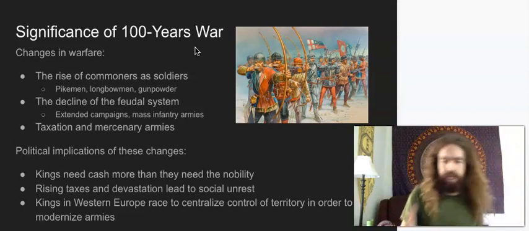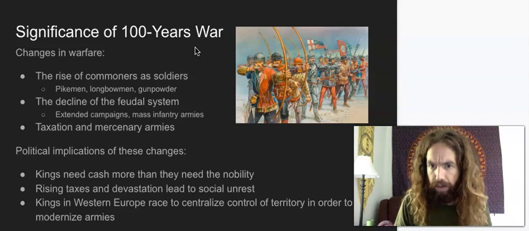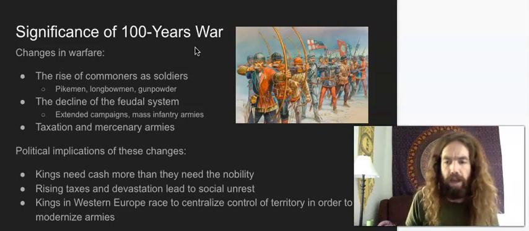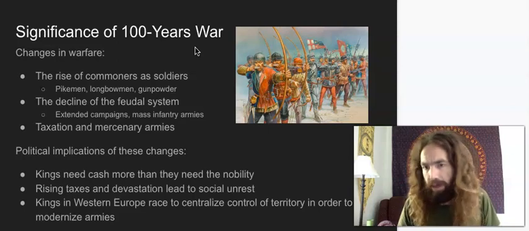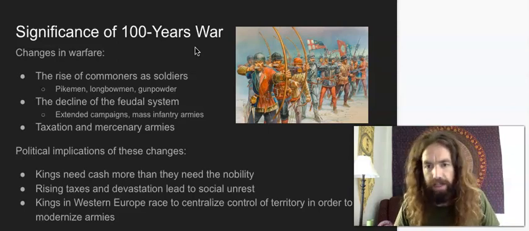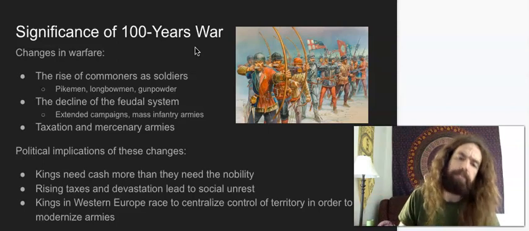This is only going to get worse with the rise of gunpowder weapons. Because whereas a longbow can punch through most forms of armor, a musket can just blow right through even the finest breastplates.